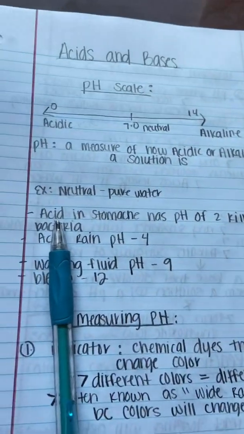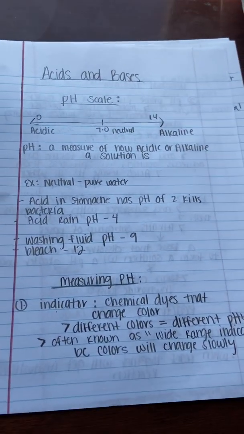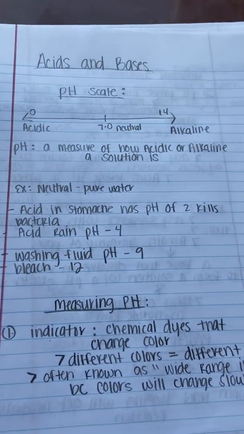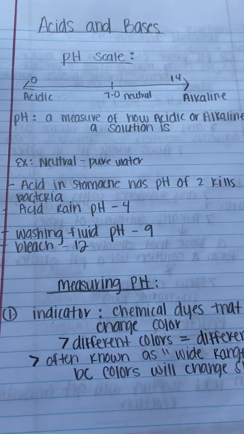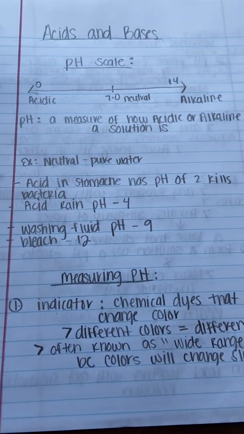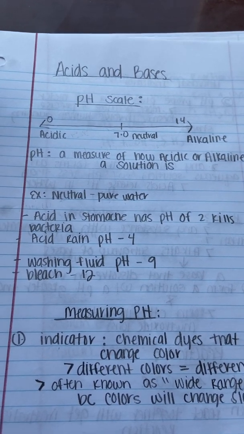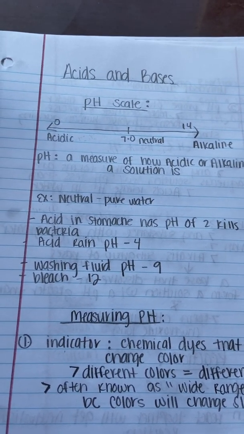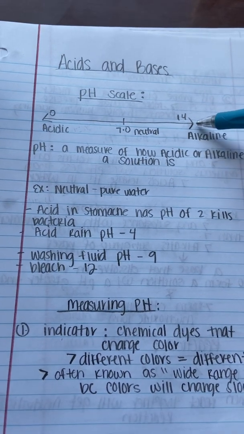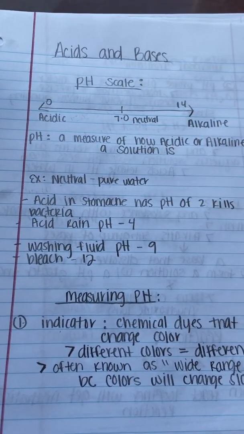I'll be talking about my topic, which is acids and bases. Before we begin with what an acid and base is, one important thing to know is what the pH scale is. Basically, pH is a measurement of how acidic or alkaline a solution is. The pH scale is a range from 0 to 14, with 7 being neutral.